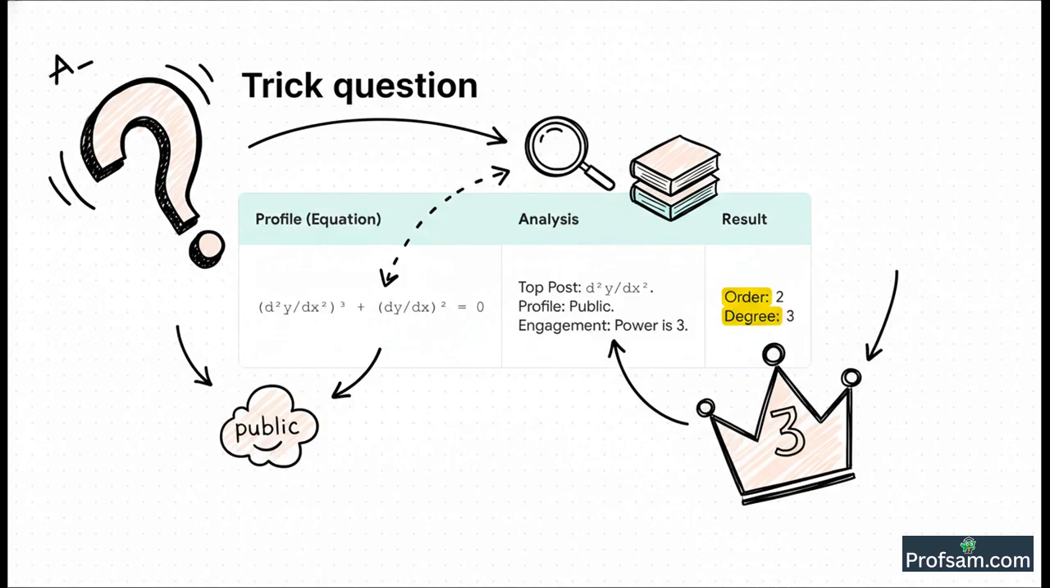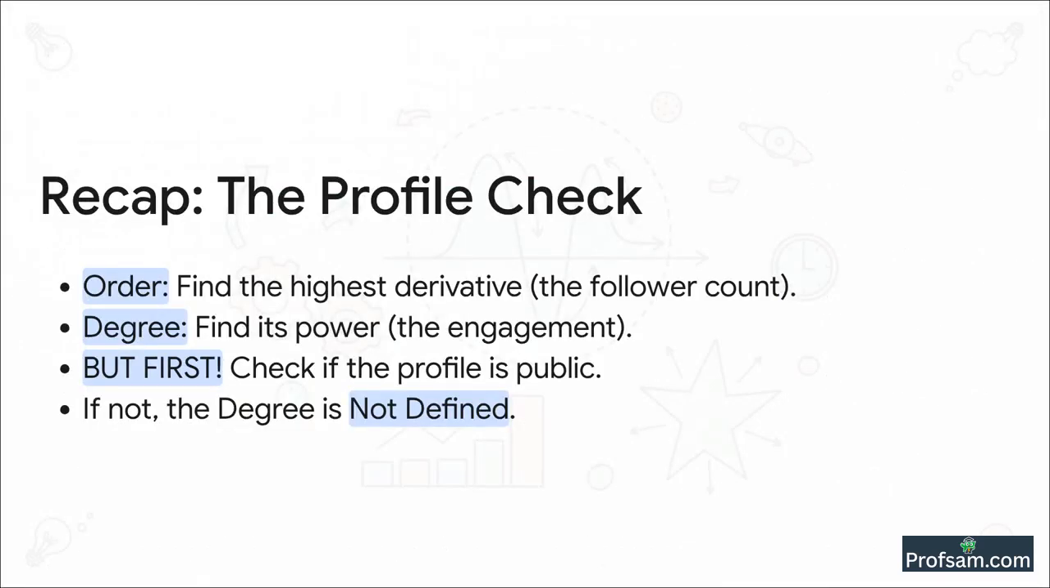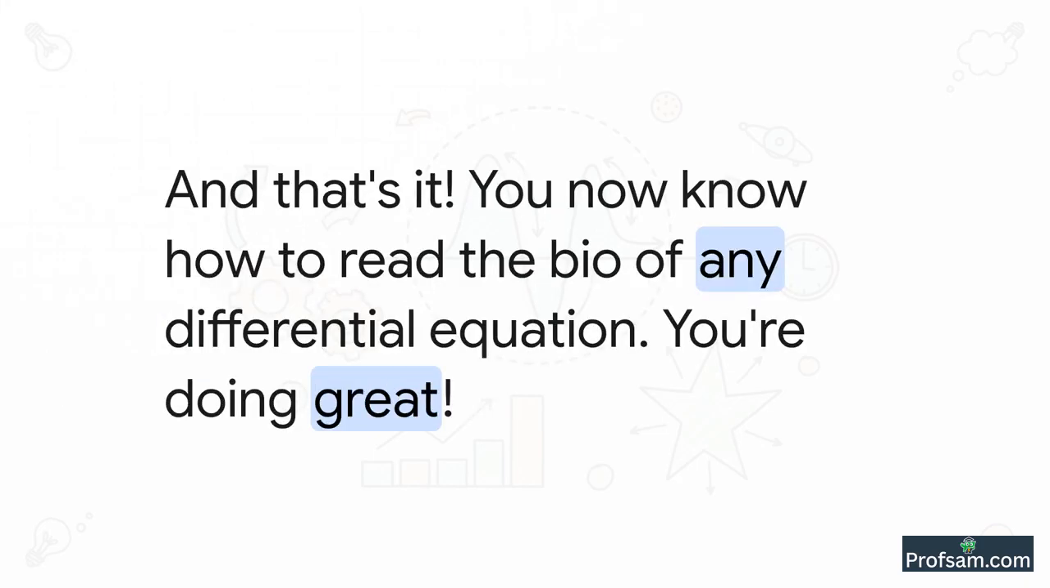You've totally got this. So let's just do a quick recap of our simple profile check. First, you find the order by locating the highest derivative. That's the follower count. Then, and this is the most important part, you check if the profile is public. If it is, you find the degree by looking at the power of that highest derivative. That's the engagement. And if the profile is private, you just say the degree is not defined. And you know what? That's really all there is to it. You now have the main skill you need to look at any differential equation and instantly understand its basic structure. This is the very first and most important step to getting comfortable with this chapter, and you're doing great.